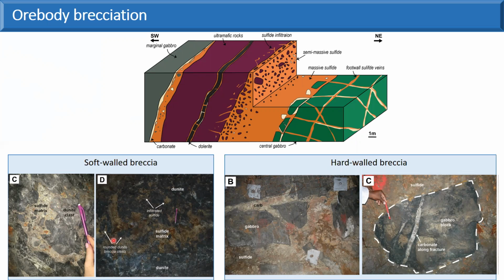And in this image, we see that we've got this infiltration of sulfide into the ultramafic rocks. But we also see this hard-walled brecciation style, where we get blocks of meter-sized gabbros hosted within the sulfide. And the image on the right nicely shows how we've got this brecciated gabbro block hosted within sulfide. So this is all evidence that we've got a late-stage sulfide infiltration after fully or partially crystalline mafic and ultramafic rocks.